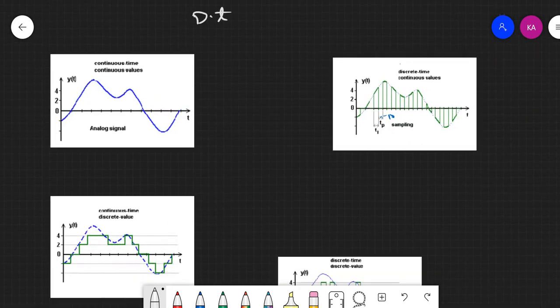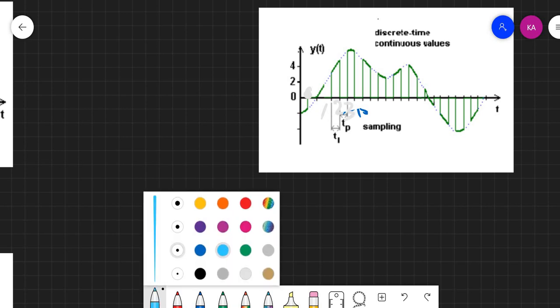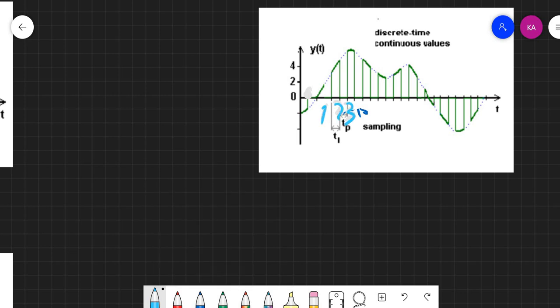For example, see here in picture 2. At particular times, let's just give some numbers to it: 0, 1, 2, 3. If you ask what is the amplitude at 1, it is not clear. That means you are unable to say what the amplitude of that signal is. So if you see such a sharp variation in your signal, then we can say this is discrete time.